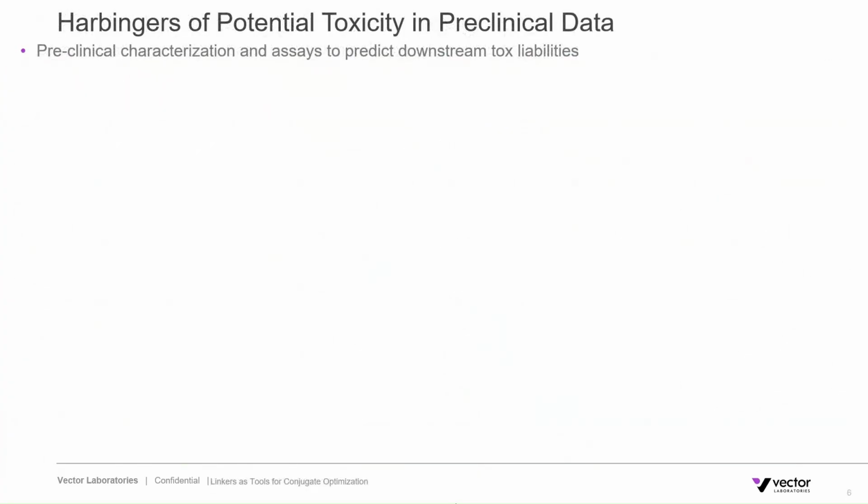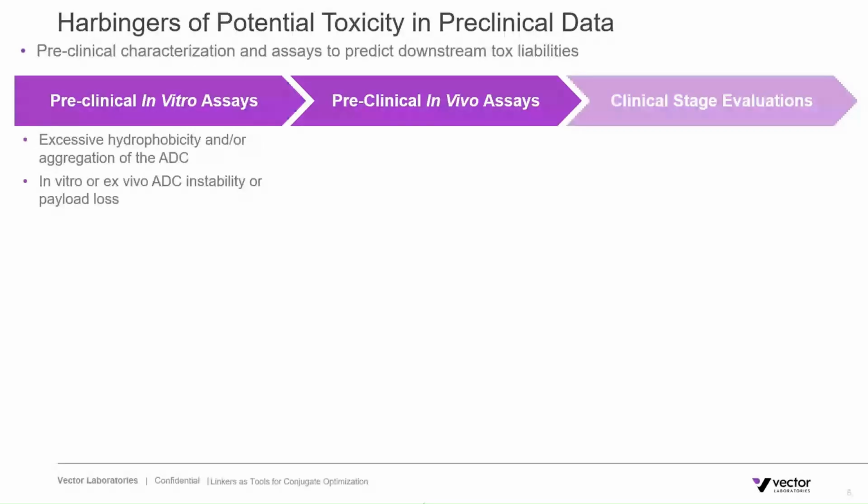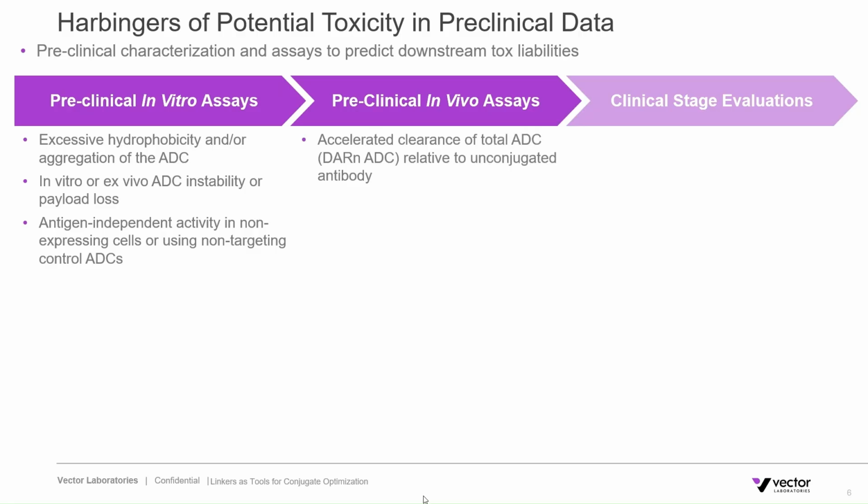So there will be a number of preclinical assays that will be covered in this webinar that can be used to predict downstream tox liabilities. Excessive hydrophobicity may suggest that nonspecific uptake will be an issue. Instability could suggest reduced delivery of the payload to the tumor or an increased systemic exposure of that free payload. Antigen-independent activity can indicate non-targeted activity in healthy cells.